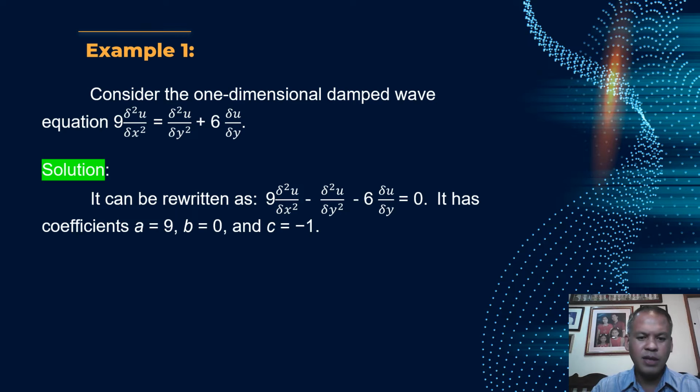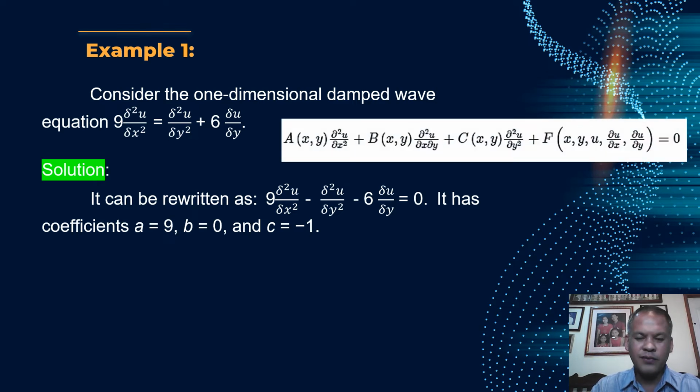So where did we get this 9, 0, and -1? If we look back on our general form, we can see here that a is equal to 9, b is 0, meaning we don't have any coefficient for b of xy, and c is equal to -1.